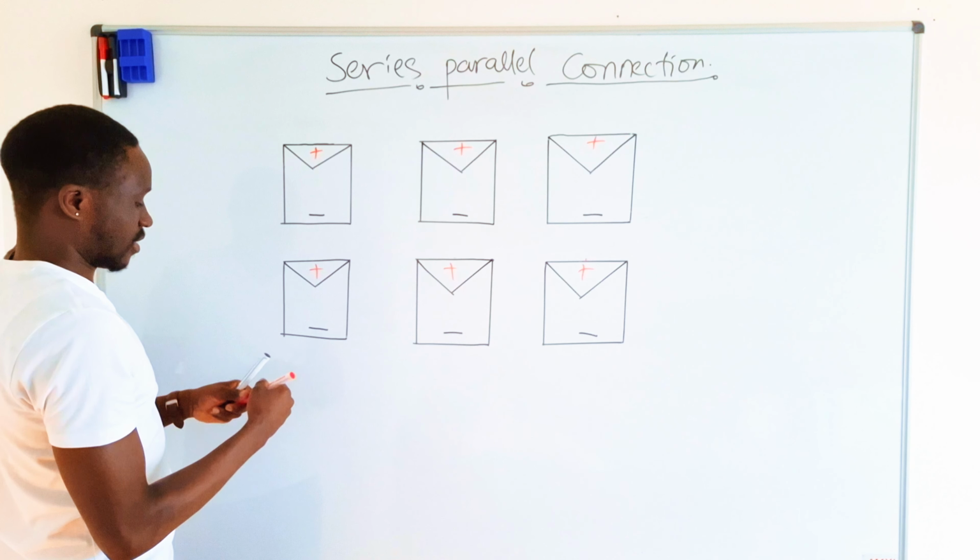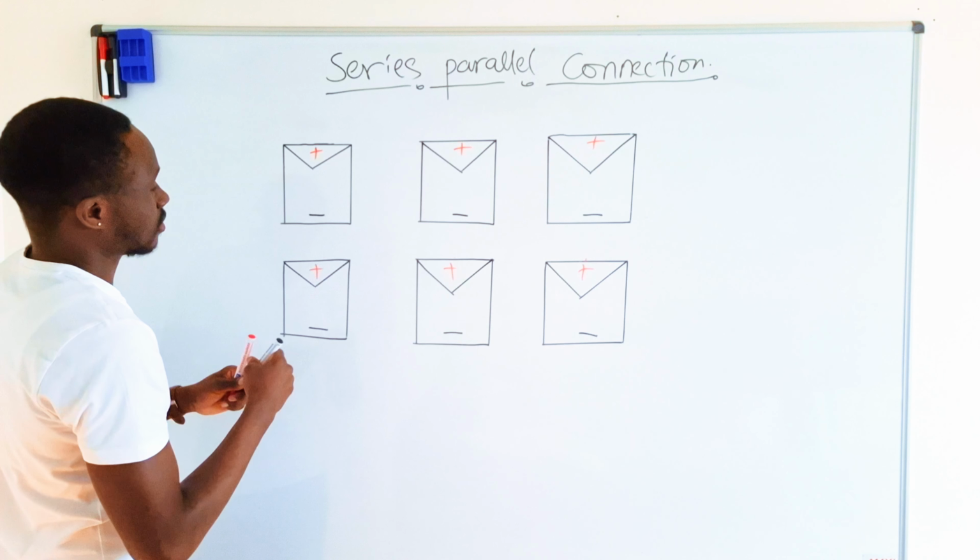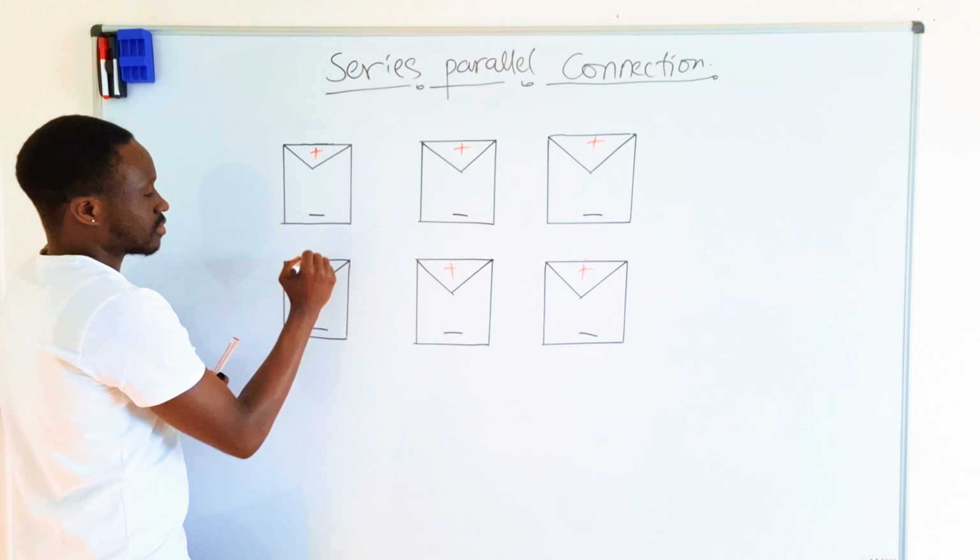We can connect this terminal, positive terminal and negative terminal. Okay? We have connected this panel, a negative terminal with the positive terminal, and that is a series connection. Let us also connect these two panels into a series connection. We get them negative, we connect them to the positive. That is a series connection. The same thing here, negative to the positive, that is a series connection.